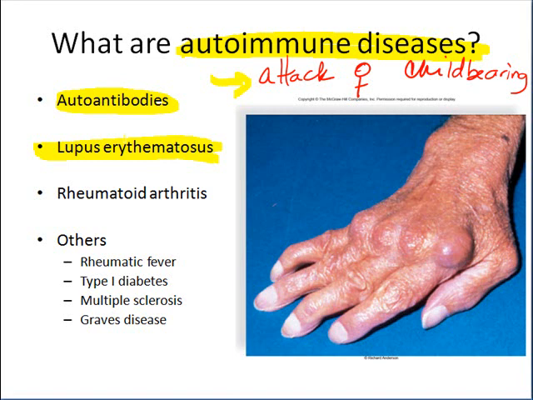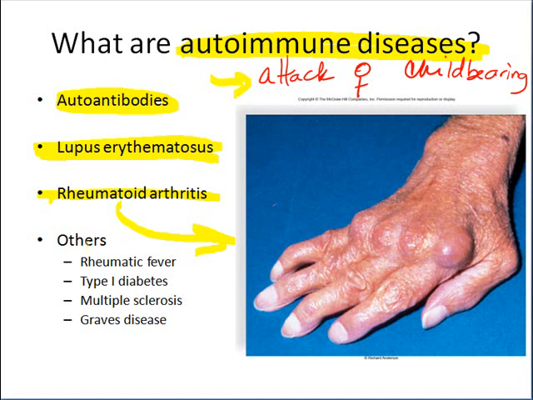Another example is shown in this picture to the right, rheumatoid arthritis. This is an inflammation of the synovial joints. And it's also due to an autoimmune deficiency where the immune system begins to attack the synovial cells that line the synovial membranes. It causes severe inflammation. It can cause major deformities of bones, such as in places like the hand, as you see here.